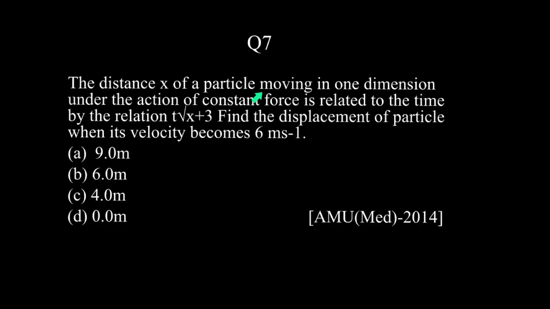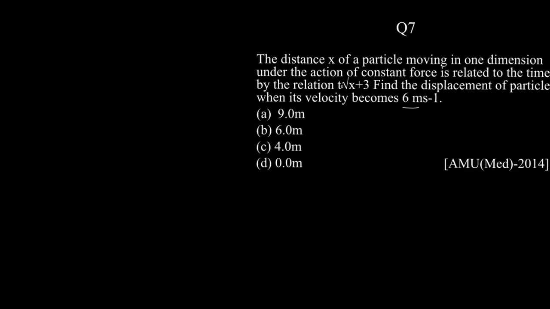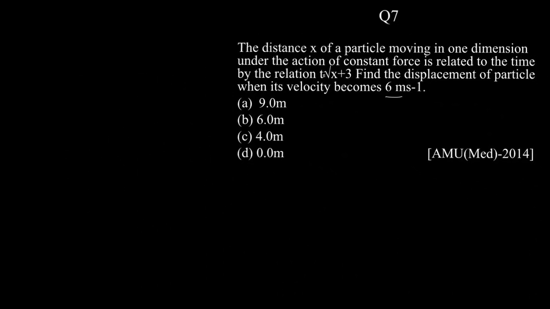The distance x of a particle moving in one dimension is related to the time t by t is equal to root x plus 3. Find the displacement of the particle when its velocity becomes 6 meter per second. Okay, so very similar question to the one that we did a couple of sessions ago. So it goes like this.